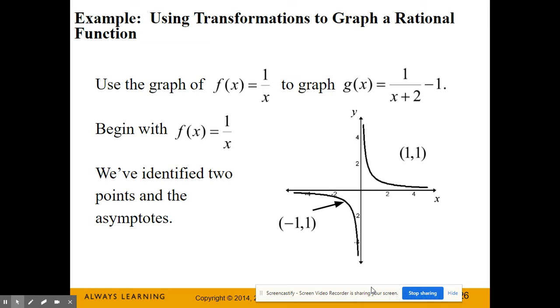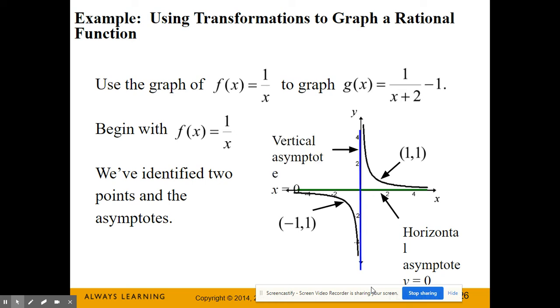And then they've determined two other points. So if I substitute negative 1 in for x, I get 1 over negative 1, which is negative 1. And if I substitute 1 in for x, I get 1 over 1, which is 1. Those are your two points. You've got the horizontal asymptote. You've got the vertical asymptote that we just talked about as well. All right, so that's the basic function 1 over x, but we're trying to graph 1 over x plus 2.